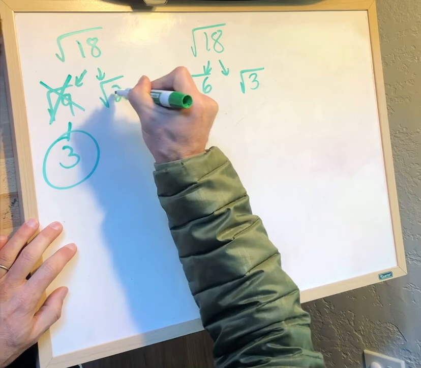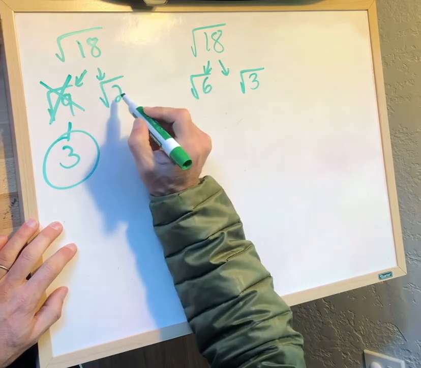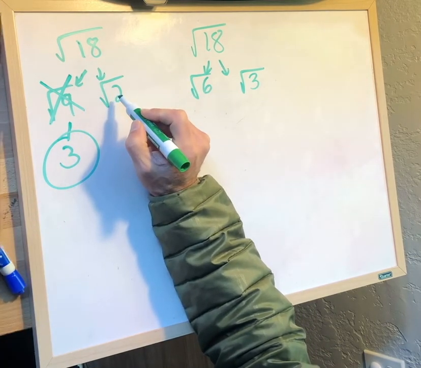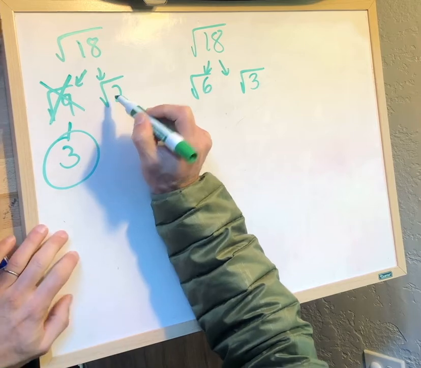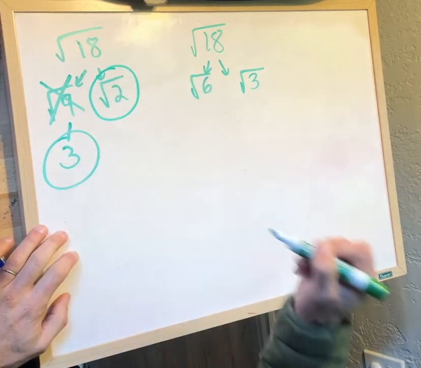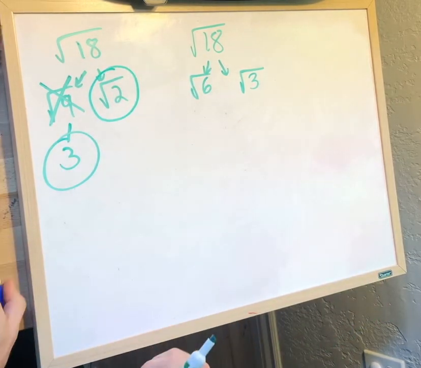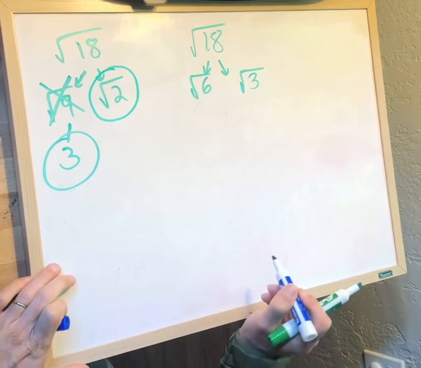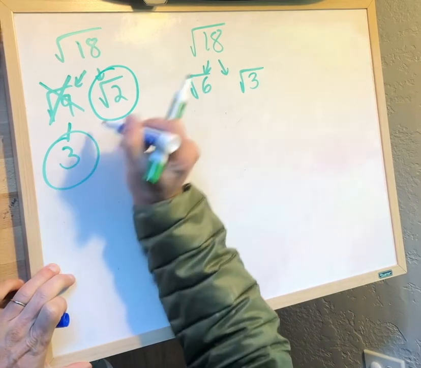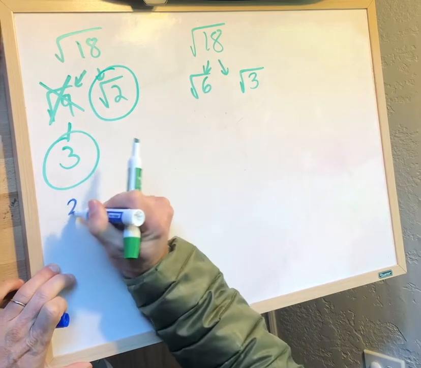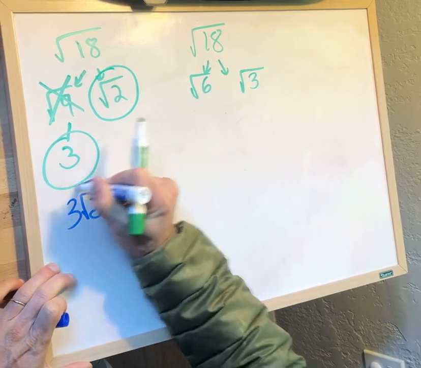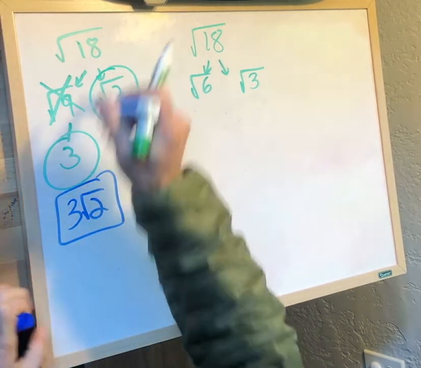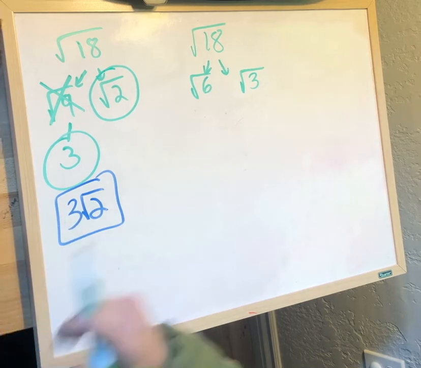What else do you have? You have the square root of 2. If you can't pull out a square root or you cannot break it down anymore, then you're going to circle it. And the very last step I say on your notes is you multiply everything together. 3 times the square root of 2 is 3 square root 2. See, that's the exact same answer. It's the square root of 18, what we just did.